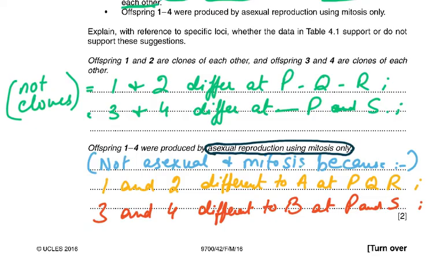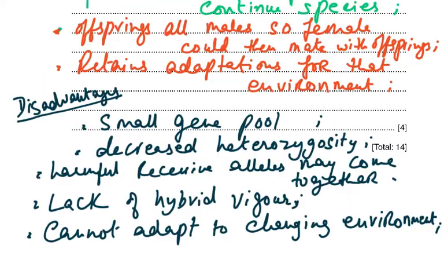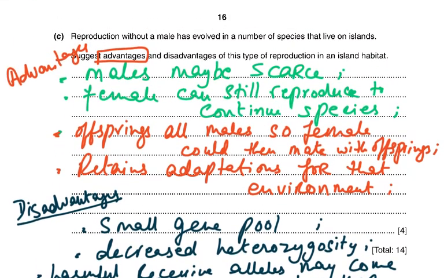And that is why, what did we write here? We said they're not clones because 1 and 2 differ at P, Q, R, and 3 and 4 differ at P and S. And then we said it's not asexual mitosis because 1 and 2 are different to A at P, Q, R and 3 and 4 are different at P and S. Please pause the video and try to understand this at this point. Then the next part of the question was very theoretical. It was a 4-mark question.